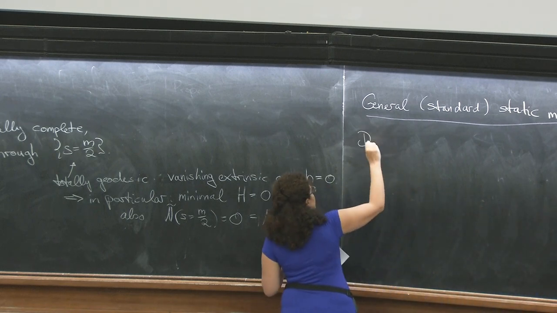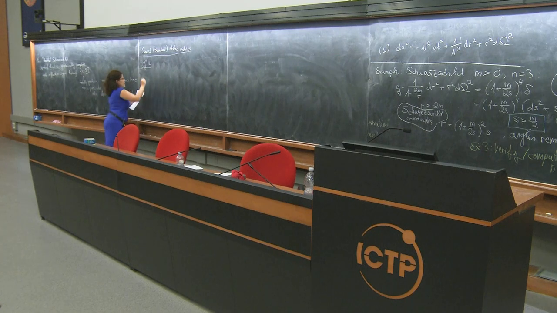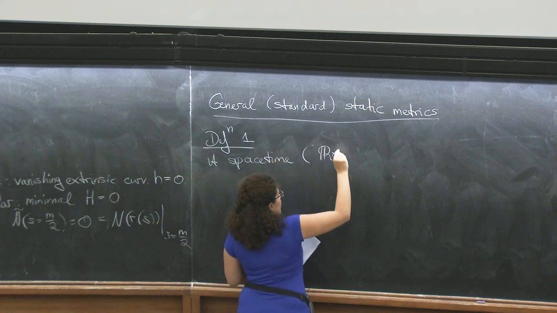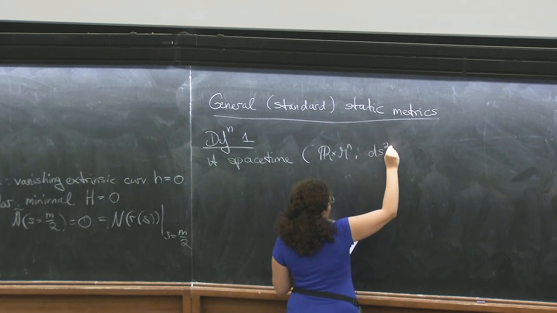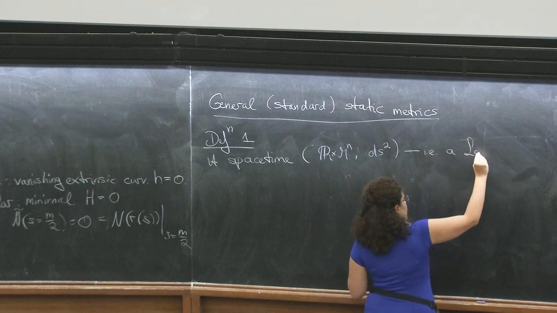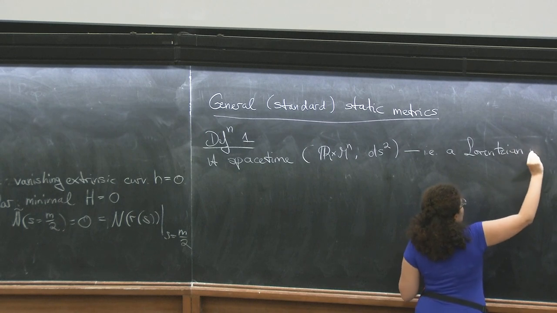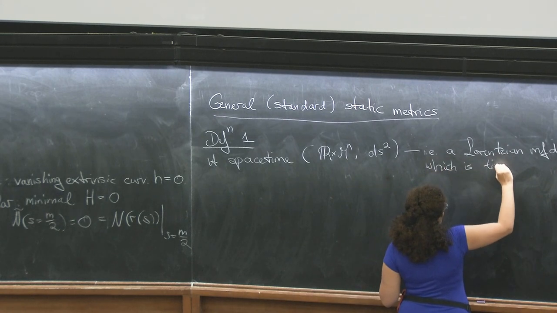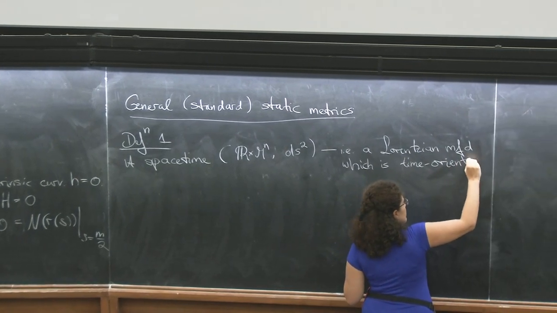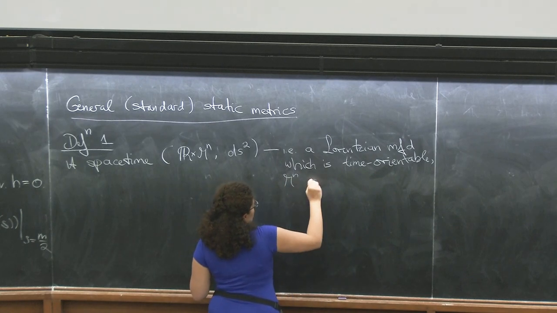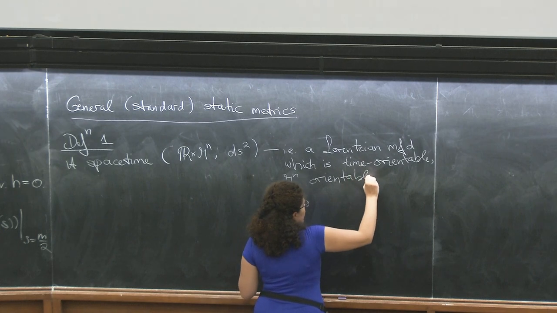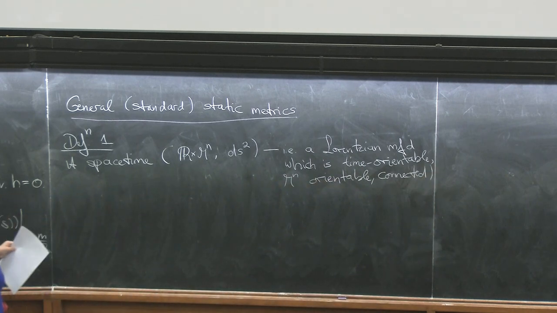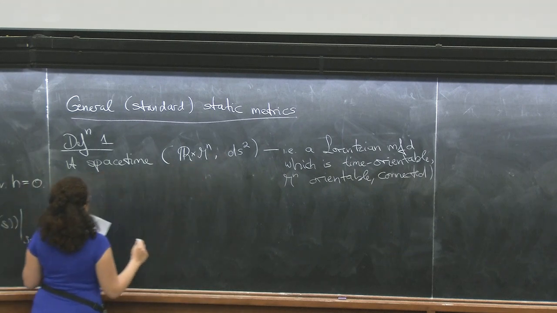OK, so here comes the definition. Definition 1. The space-time R cross M^n with metric ds squared, i.e. a Lorentzian manifold which is time-orientable, where M^n is orientable and connected. Unless I say something else, all manifolds will be connected in this lecture. Okay. The spacetime of this form R cross M^n with the metric ds squared is called standard static.